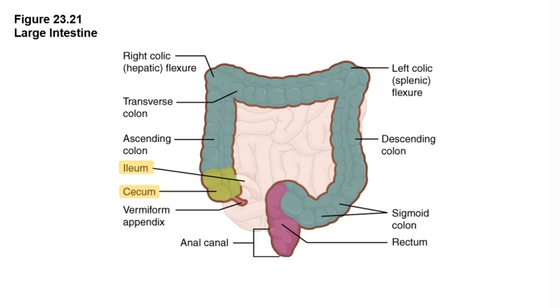Once chyme has reached the end of the ileum of the small intestine, a small valve called the ileocecal valve, which is not shown in the diagram here, regulates the movement of chyme from the ileum into the pocket-like cecum of the large intestine. From there, chyme will slowly move through the length of the large intestine.